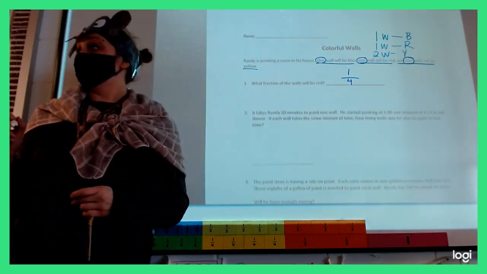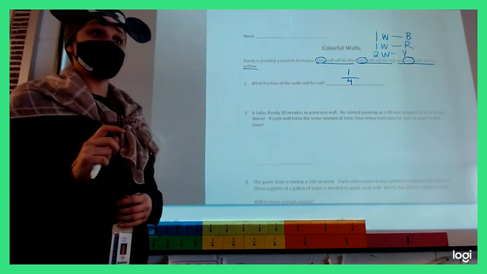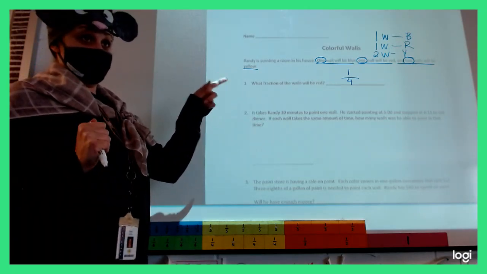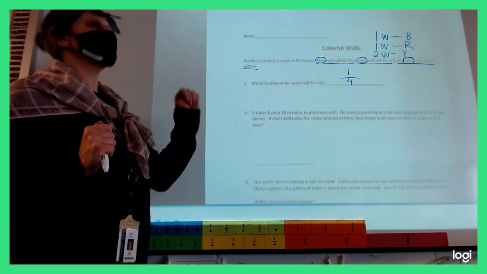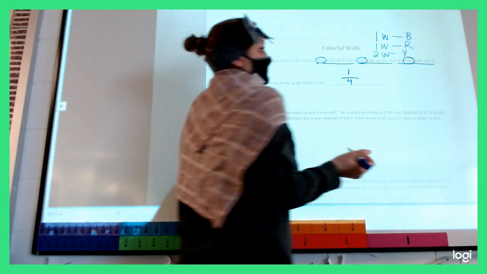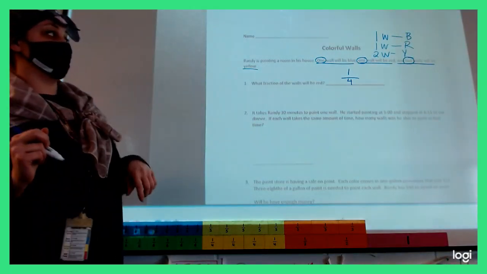Question so far. That wasn't so bad. Angie? How did you get the 4? Well, how many walls do we have total? Does that make sense? 4 walls? Okay. So we just had to count. We know he's painting 1, 2, 3, 4 walls. So out of the 4 walls, 1 will be red.